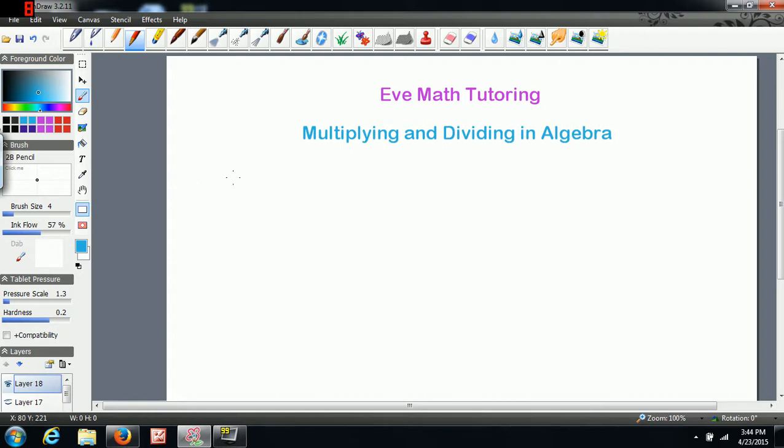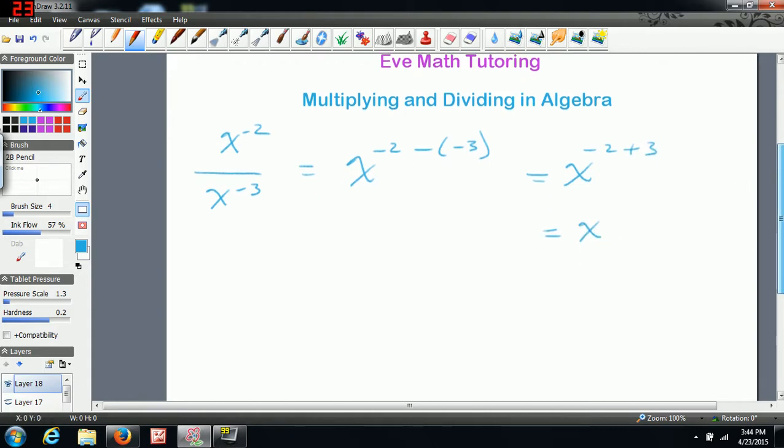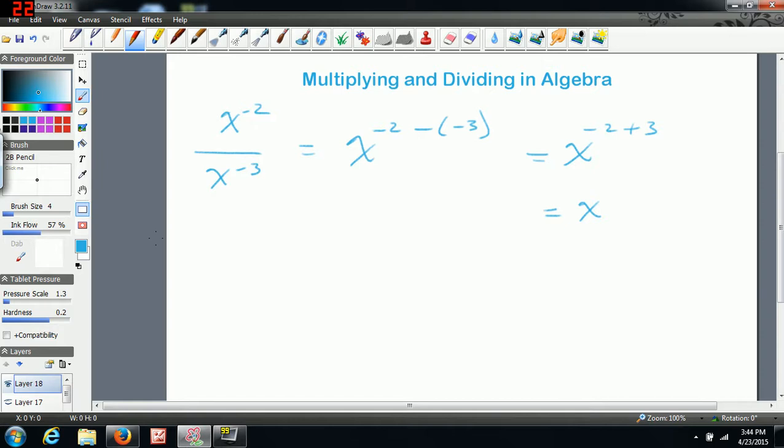If you had something like x to the negative 2 divided by x to the negative 3, that would just be negative 2 minus negative 3, but you would keep that in brackets. So that would become x to the negative 2 plus 3, which would be x to the 1. Okay, so we would just write that as x. Now if you had something like x to the 3 to the power of 4, that would just be x to the 12, so you multiply.